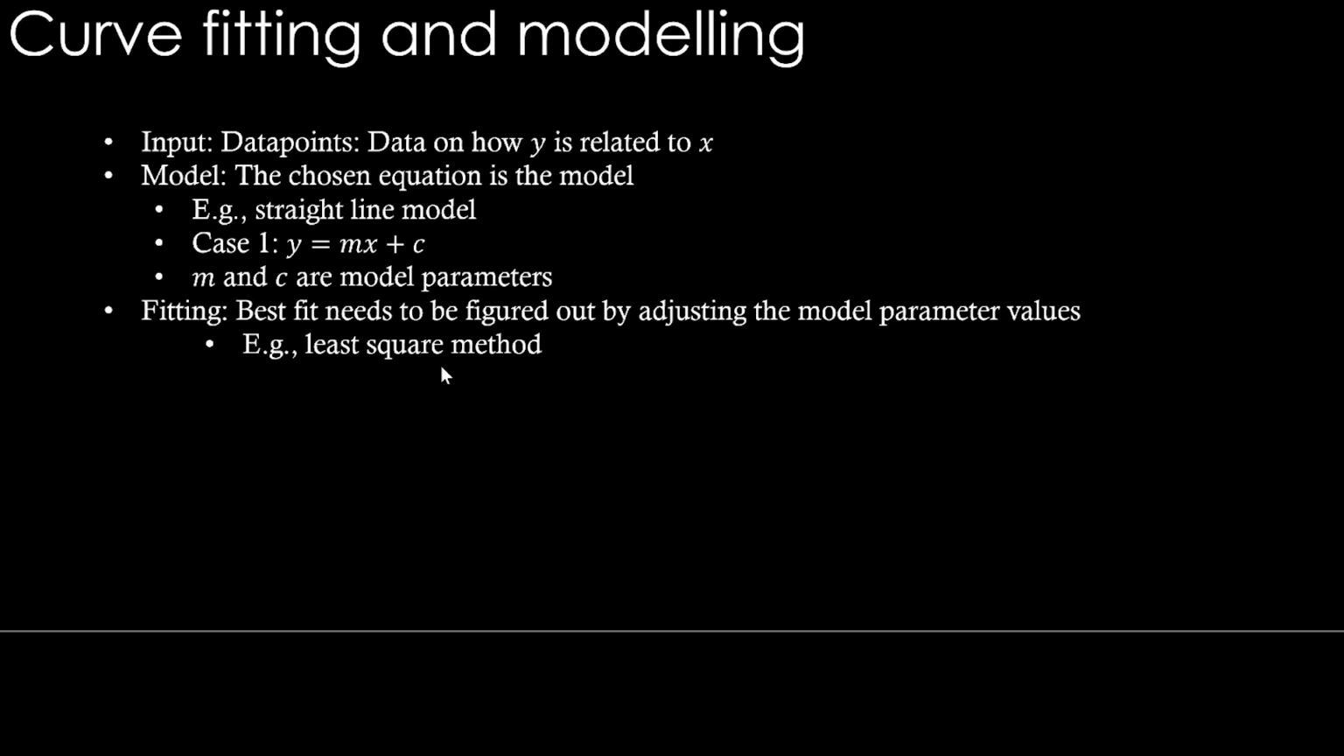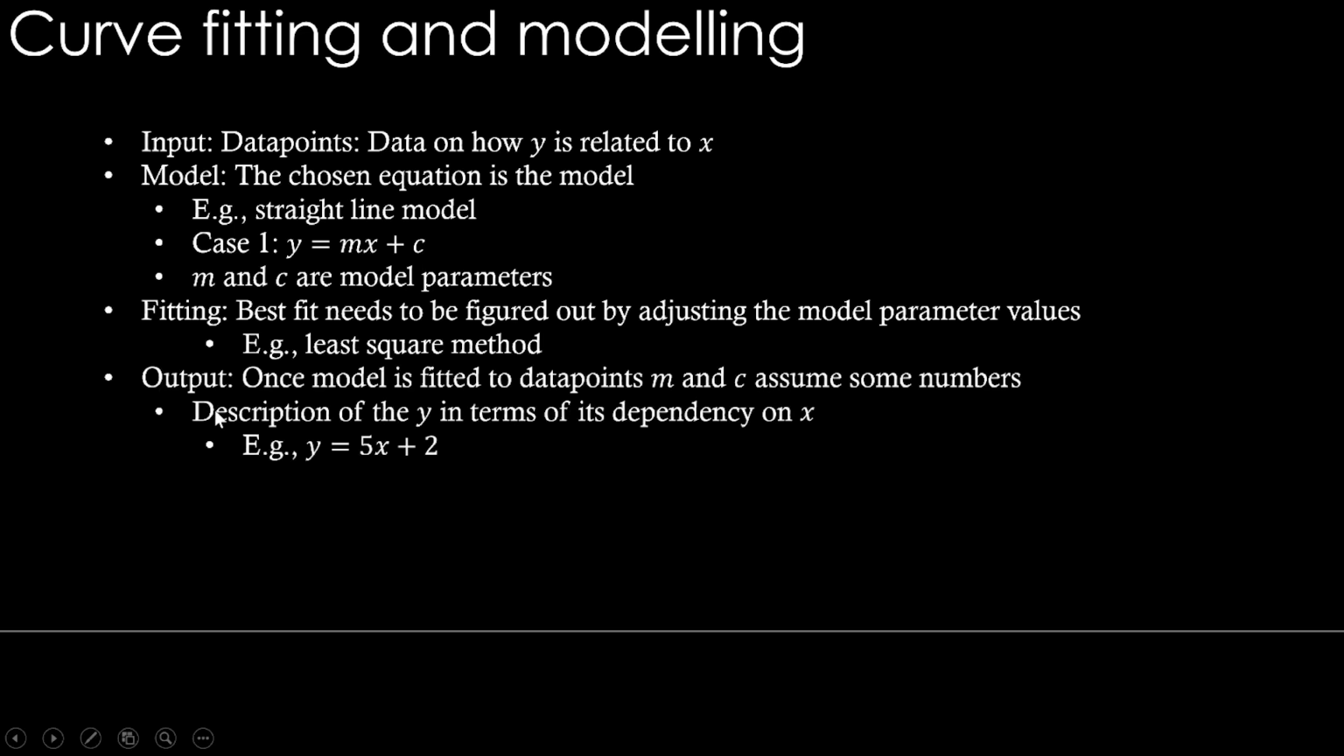The distance between them you can measure and square that, because in one case it is positive, in the other case it is negative. The distance between them is the error. The error you can square, and through that you can figure out how good is your fit. So that is called the least square method, and the best fit needs to be figured out by adjusting the model parameters. So the job here, when we say fitting, we are basically adjusting the model parameters. We are adjusting the m and c values to get the best fit. That is the fitting part.